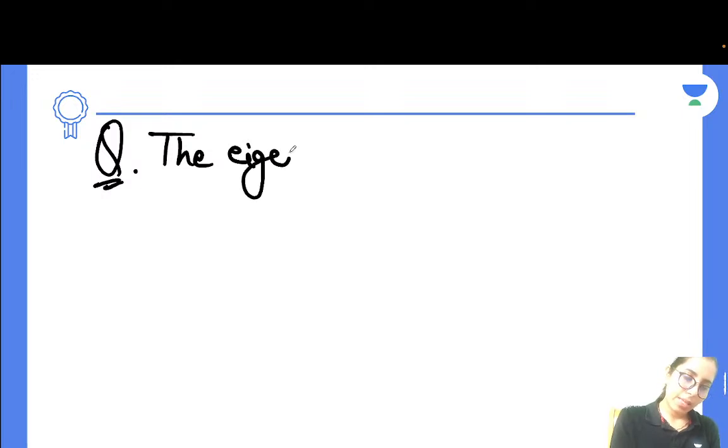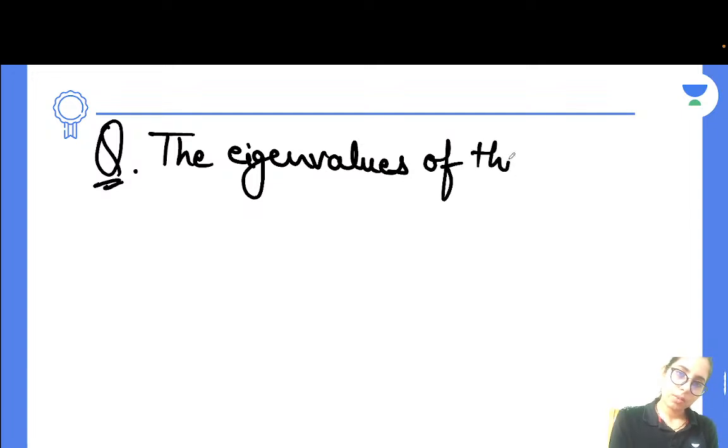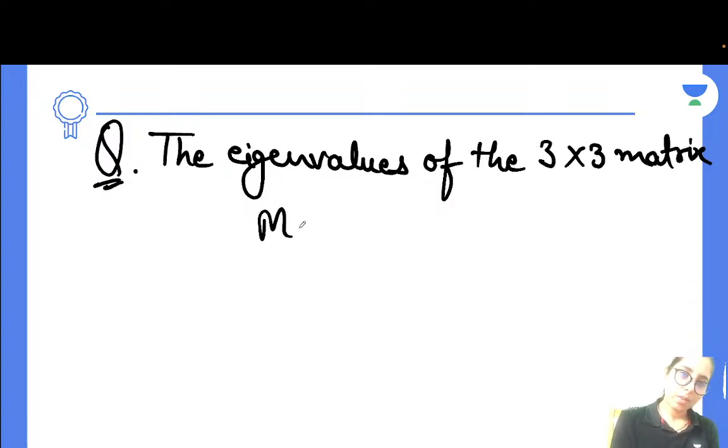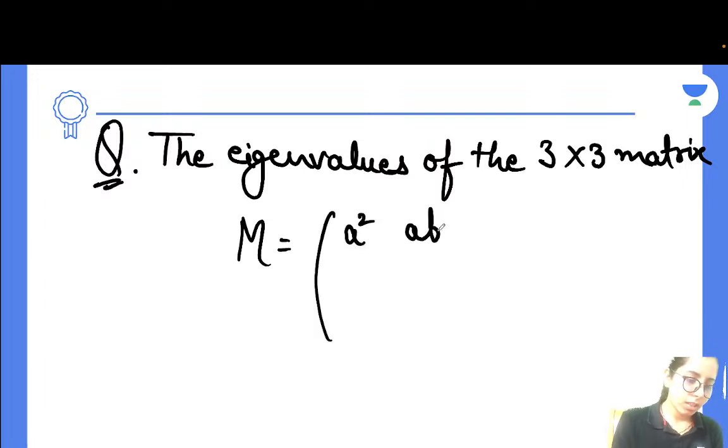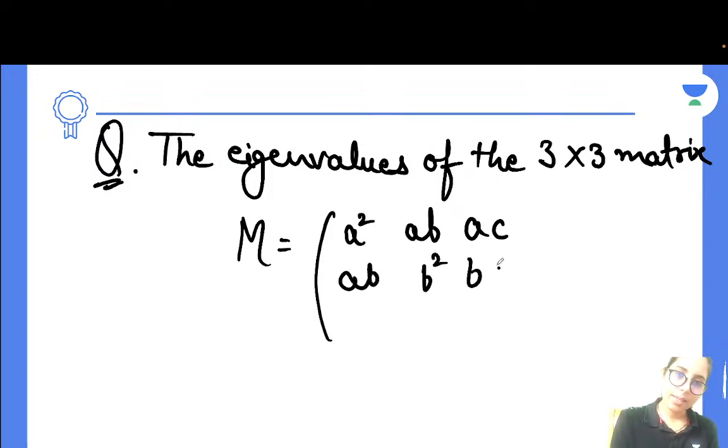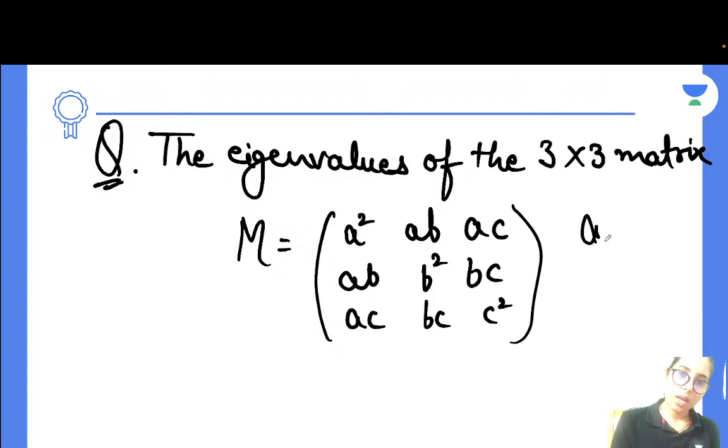The eigenvalues of the 3 by 3 order matrix, which is going to be M, that is equal to A square, AB, AC; AB, B square, BC; AC, BC and C square. Okay, so eigenvalues for these ones you have to find.